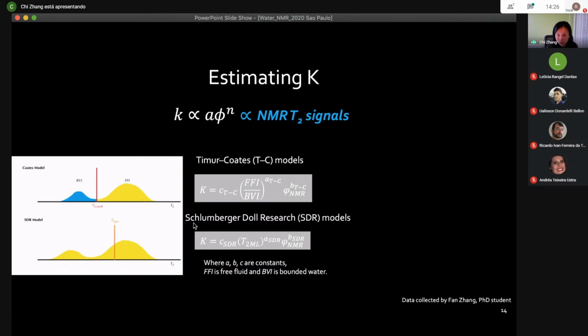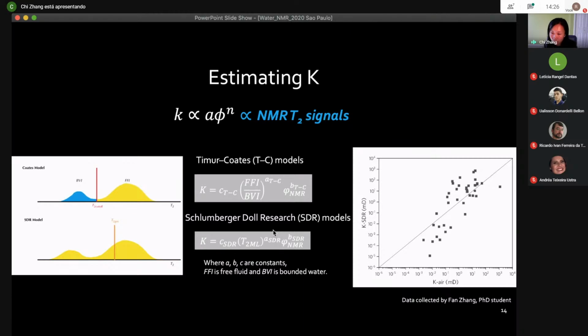And another type of estimation model is called the SDR model. It's also very popularly used in estimating permeability from NMR signals. And in this SDR model, you also have some constants like this C here, A here, and also the B here, but you're using this T2ML value, which is the geometric mean of the T2 spectrum, as a characteristic value, and also using this porosity information.